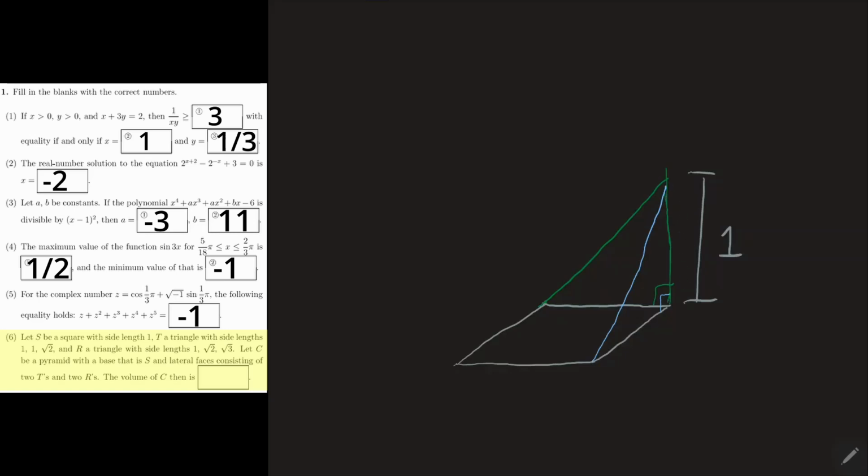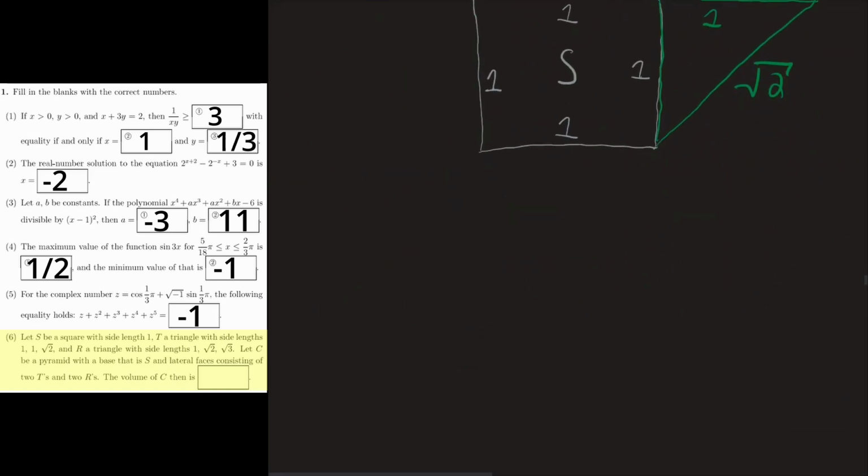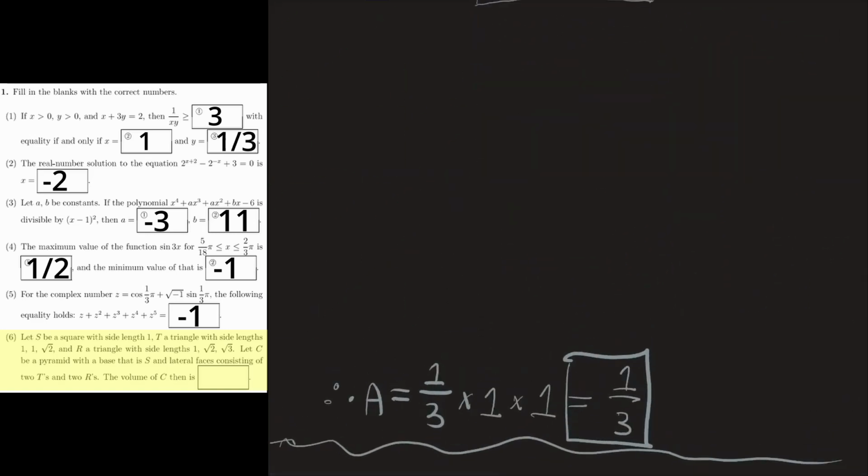So with that, we can find the volume. The volume is just 1/3 times the area of the base times the height. The base is a 1 by 1 square, so its area is 1, and the height is 1. So the volume is 1/3, and that is the answer to this question.